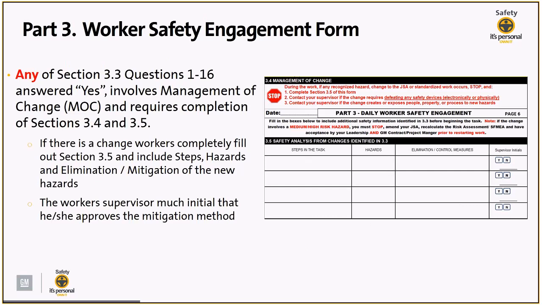Right? So 3.4 is just verbiage to you. It's verbiage letting the workers know, hey, you're going into a management of change process. Make sure you stop and notify your leadership right now. So the expectation is that the workers and the foreman at some point fill out the steps, hazards, elimination measures, and sign off on the form. Once again, all of these boxes have to be filled out correctly or the worker should not be starting work.